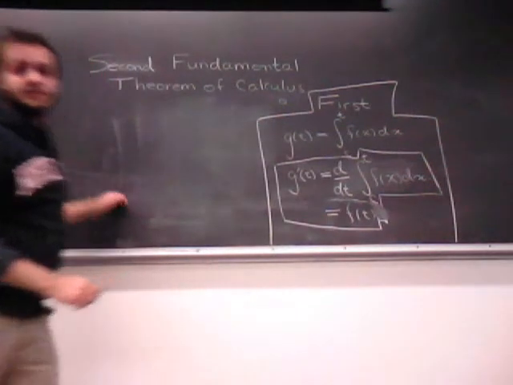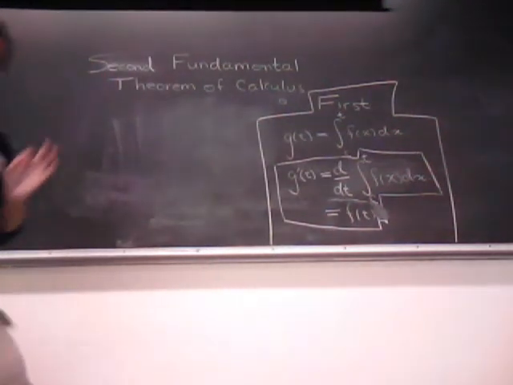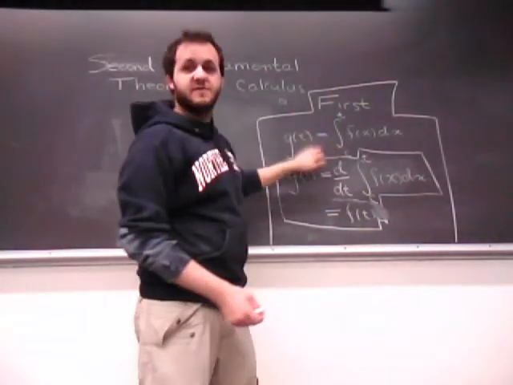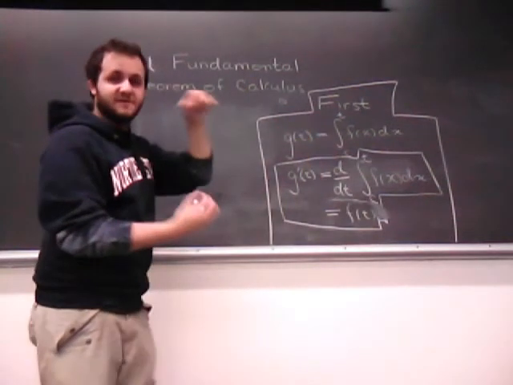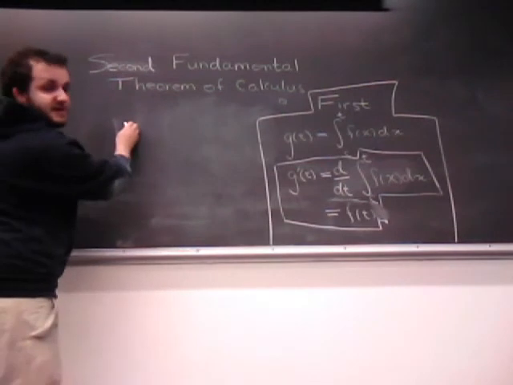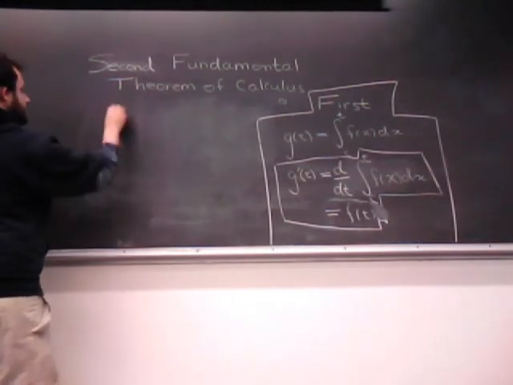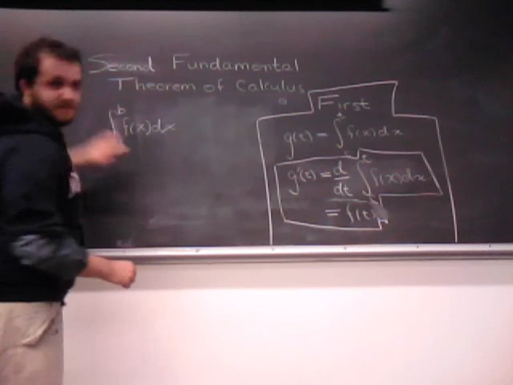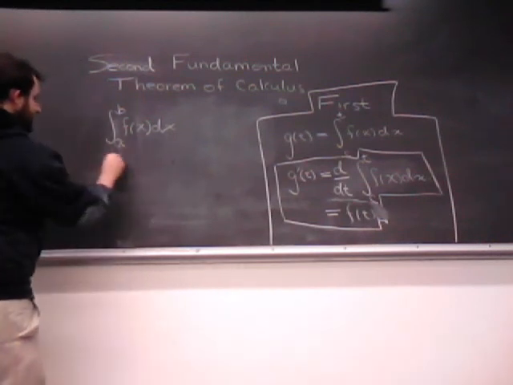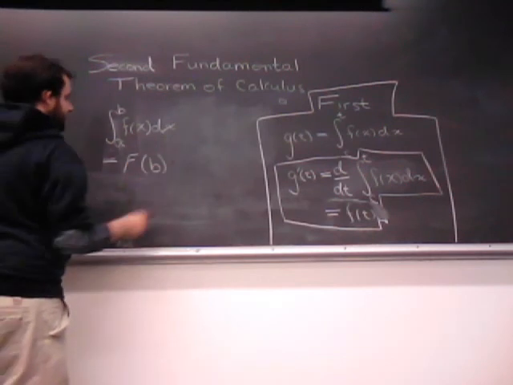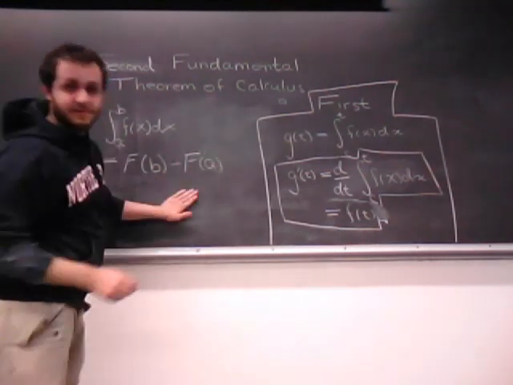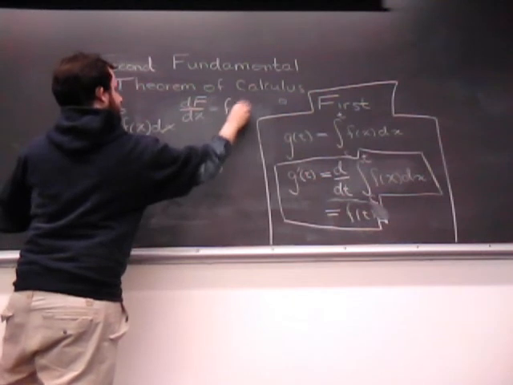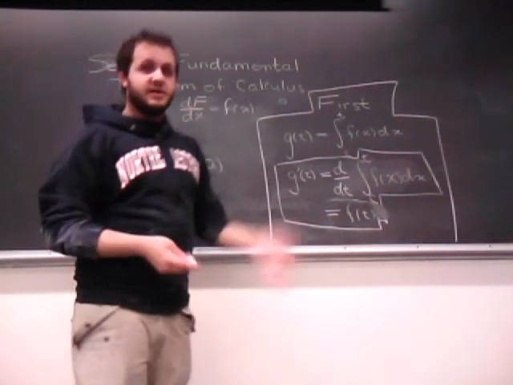So the second fundamental theorem of calculus basically says that if I have a definite integral, so this is not really a definite integral in the same way. It's a function of t. With a definite integral, both endpoints are fixed. Both the upper and lower limit of integration are fixed. So suppose we have a definite integral from a to b of f of x dx. Then the second fundamental theorem says that it's just capital F of b minus capital F of a, where capital F is the antiderivative of little f of x.